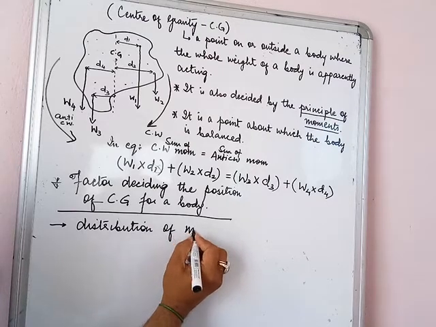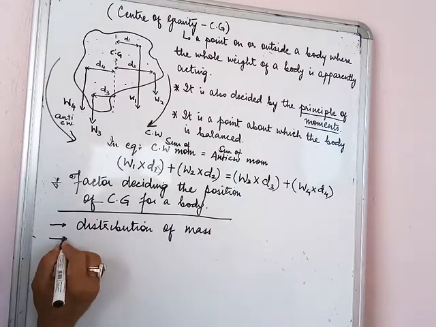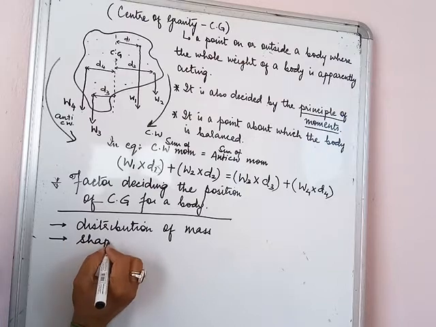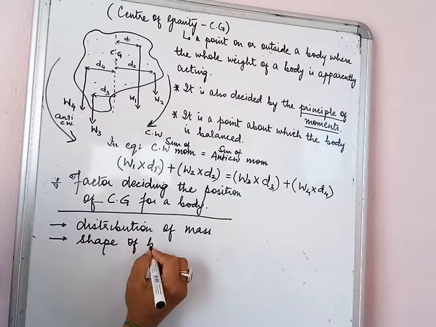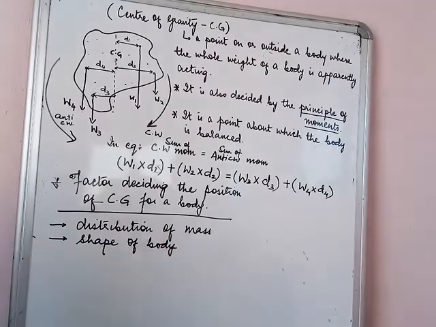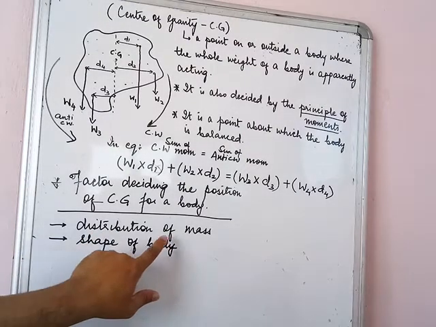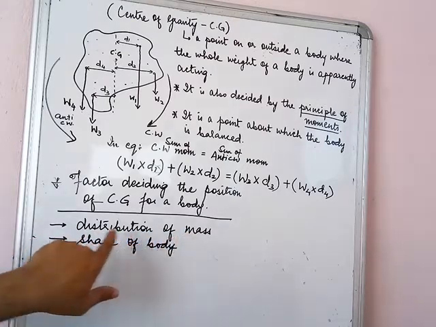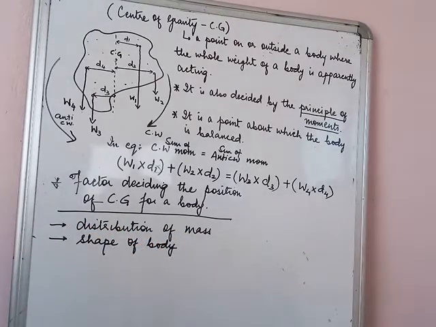Distribution of mass and the shape of the body. If the body is irregularly shaped, you will have different positions based on the shape. If you have a regular shaped body, you already know where the center of gravity is. So what is this distribution of mass as a factor? What do you understand by the distribution of mass?